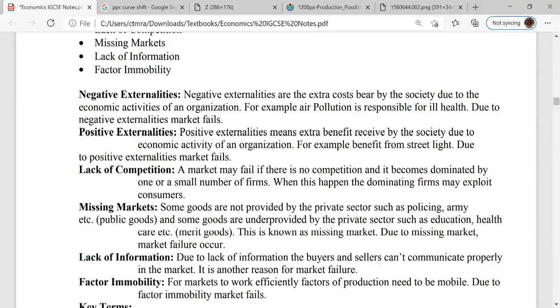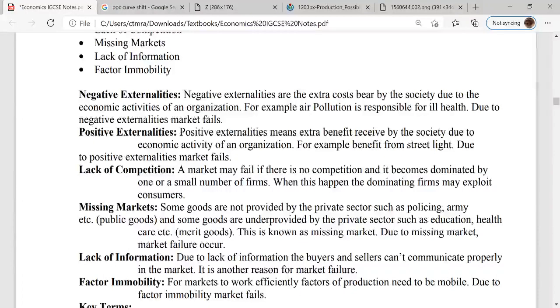Next is missing markets. Mainly there are two types of missing markets: public goods and merit goods. Public goods are the goods that are not produced by the private sector. So the government needs to come and provide these services, like street light, police, defense. These are services the private sector is not interested in providing, so the public sector or the state needs to provide them.